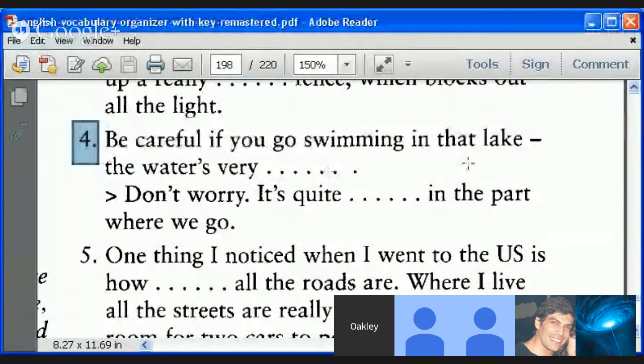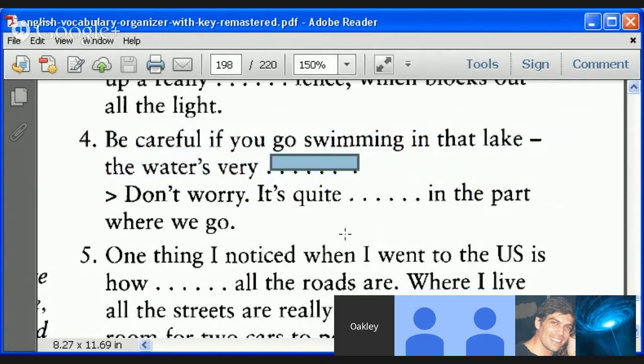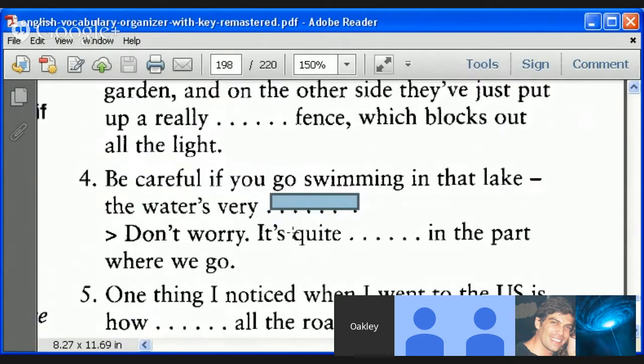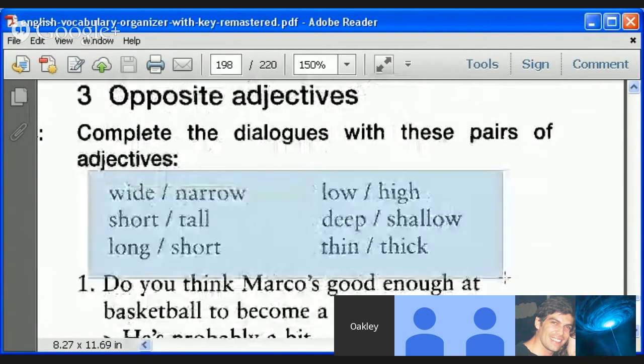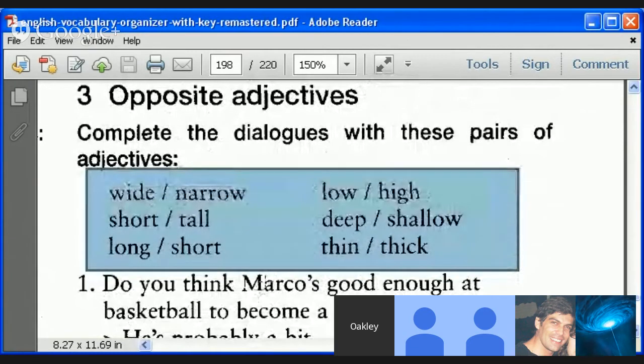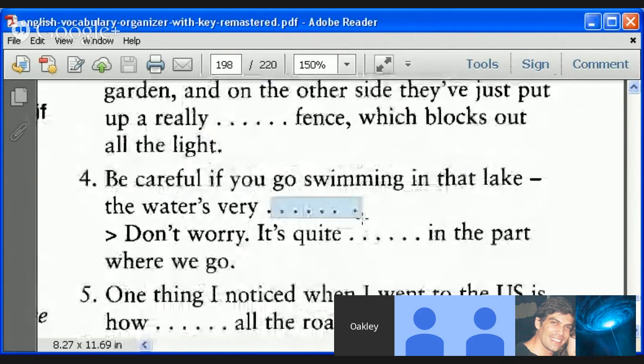Natalia, be careful if you go swimming in that lake. The water's very deep. Well, probably not. We talk about water. Maybe deep, no? Yes, deep. Yeah, you had the swimming pool question. Okay. The water's very deep.